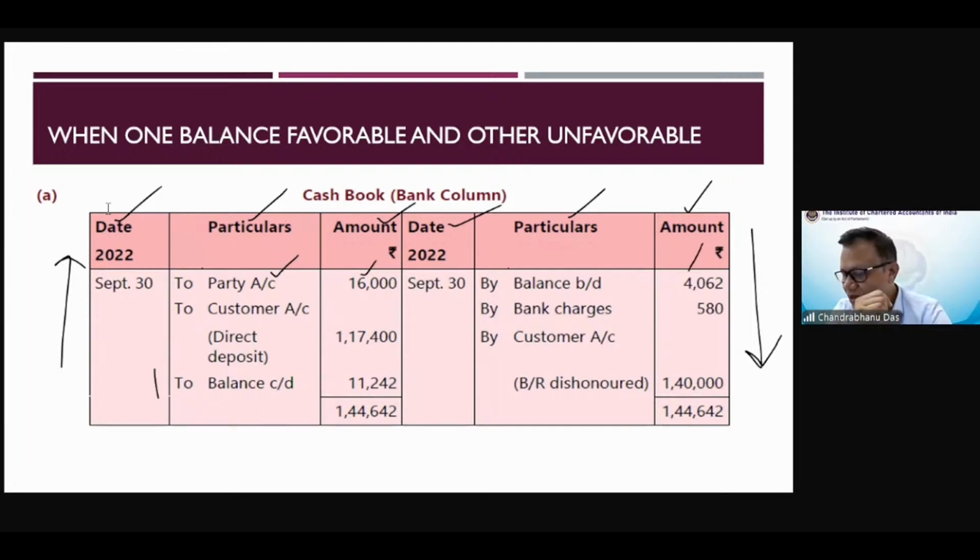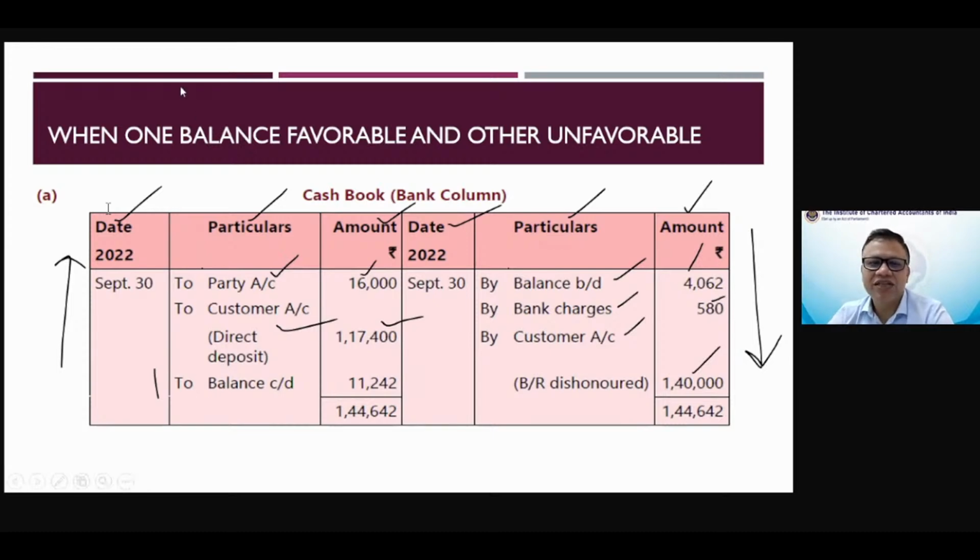Then you brought the balance brought down 4062 overdraft. It is an overdrawn balance, so you brought in 4062. What happened? Customer has directly deposited, a direct payment has been made to the bank, so you have got an increase in your cash balance. So you made a direct deposit because you are now preparing the adjusted cash book. Then you brought bank charges 580, which should reduce it, and the bill receivable, which is dishonored, 1,40,000. You have taken into the account. So this way you tallied it and you got your balance carried down as 11,242.